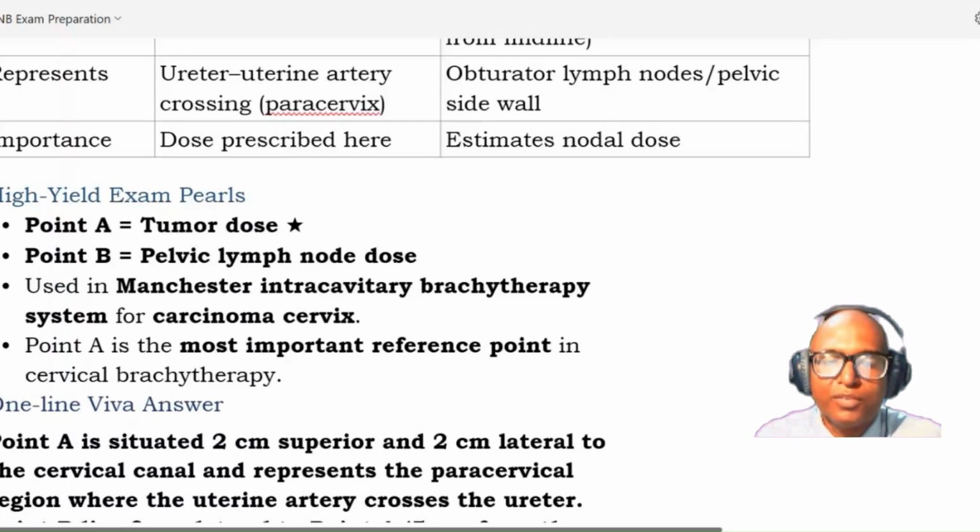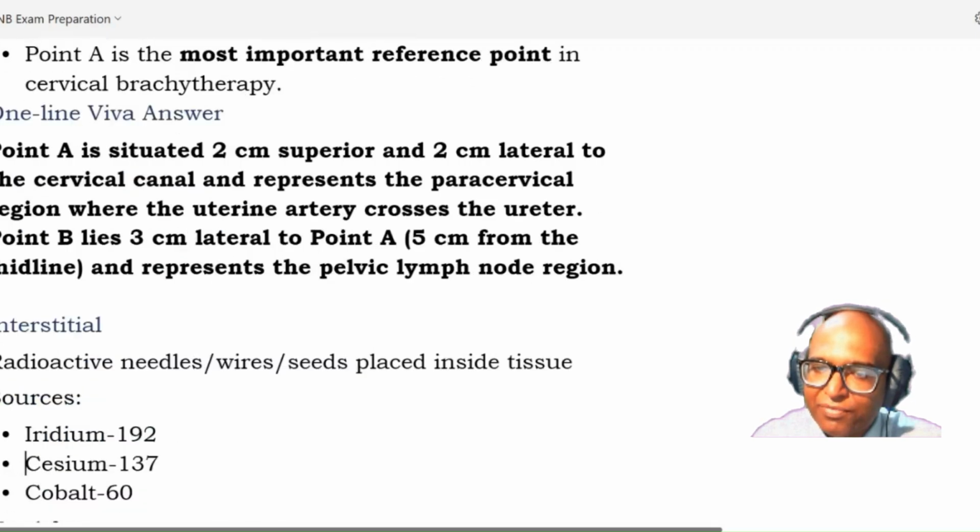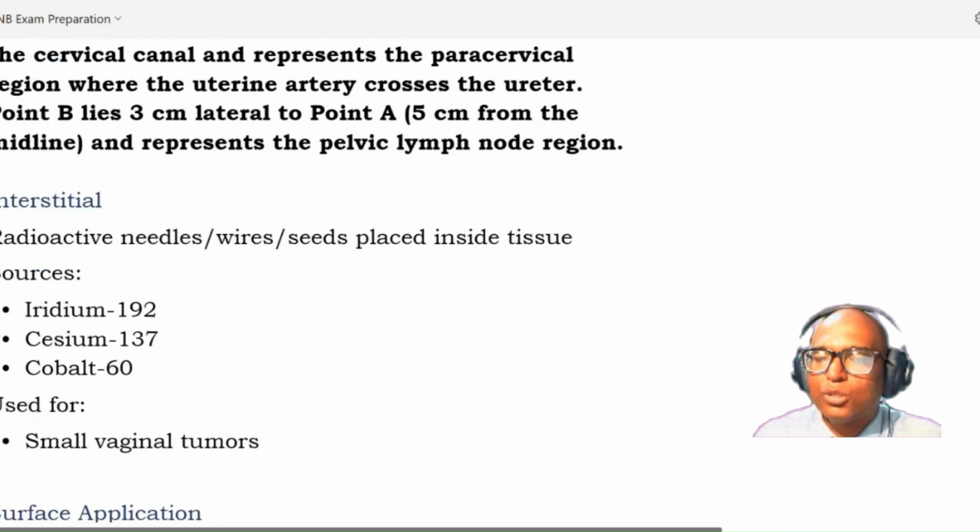Okay. So if you are asked in the viva, point A is situated 2 centimeters superior and 2 centimeters lateral to the cervical canal and represents the paracervical region where the uterine artery crosses the ureter. Point B lies 3 centimeters lateral to point A, 5 centimeters from the midline, and represents the pelvic lymph node region. Okay. So this is what we have discussed about the brachytherapy.